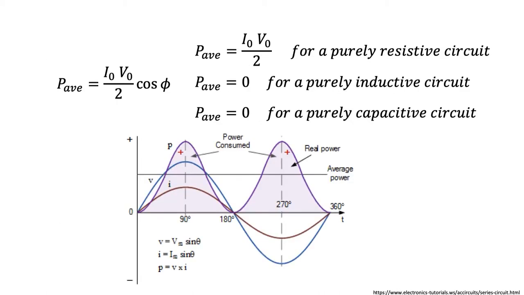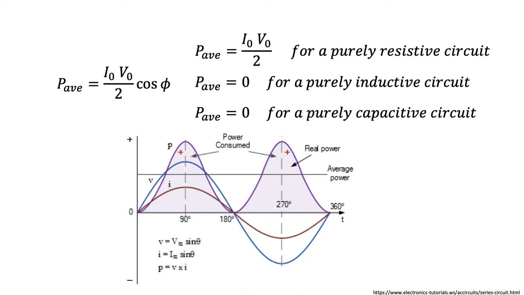In a purely resistive circuit, the average power is then equal to the top equation, since there is no phase difference between the voltage across and current through the resistor. In a purely capacitive or inductive circuit, there is no average power. Thus, both the capacitor and inductor do not consume or dissipate any real or true power.